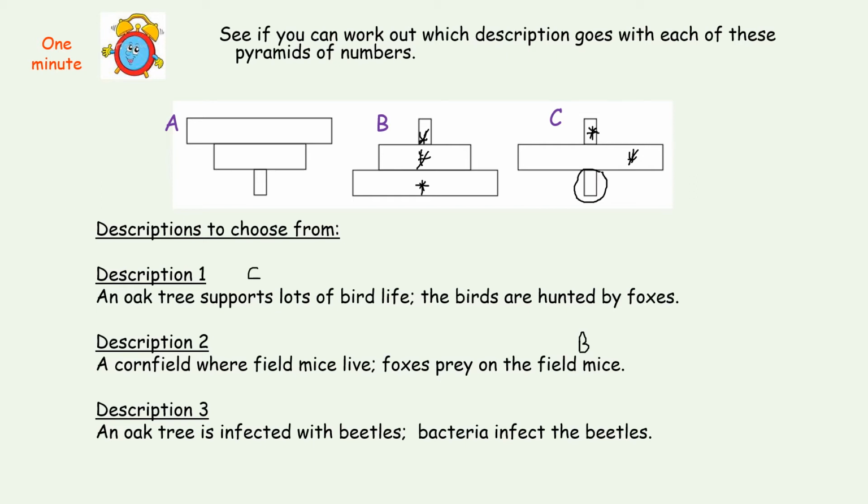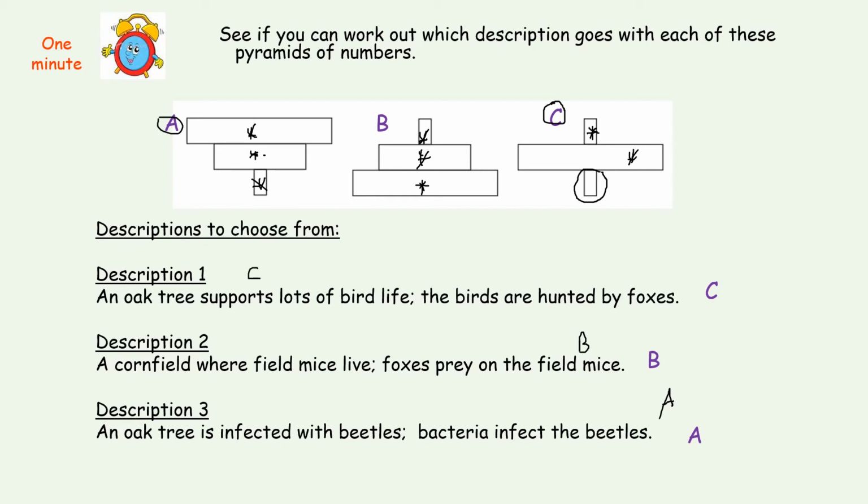And then description 3, an oak tree is infected with beetles, bacteria infect the beetles. This is going to be A. So you're going to have your oak tree, which is going to be a really, really small base, then you're going to have lots of beetles, and then you're going to have even more bacteria because they are small. So your A, obviously, and C are showing you the exemption of where the pyramid of numbers creates a pyramid shape. So well done if you managed to get that correct.